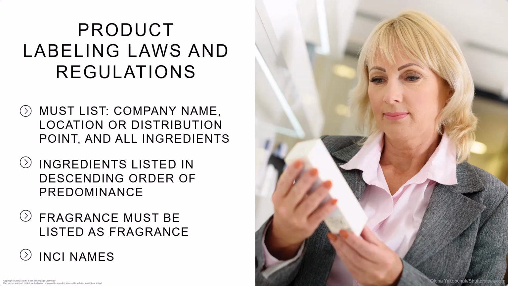It states that the cosmetic companies have to list the company's name, the location or distribution point, as well as any or all of the ingredients that are in the product. Ingredients also have to be listed in descending order of predominance, starting from the ingredient that has the highest concentration, which a lot of the times you might notice is water, and ending with the ingredient that has the lowest concentration. And if I remember correctly, after about 10 or 15 ingredients, they're kind of out of order because the concentration is so minimal. Also, fragrance has to be listed as fragrance, but the particular ingredients used in the fragrance don't have to be listed.